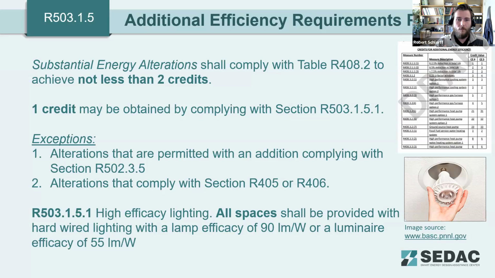And then talking about R503.151, which is high efficacy lighting. So all spaces shall be provided with high efficacy lighting, meeting the definition stated there, 90 lumens per watt, or luminaire efficiency of 55 lumens per watt.